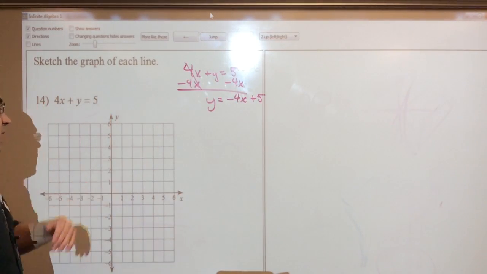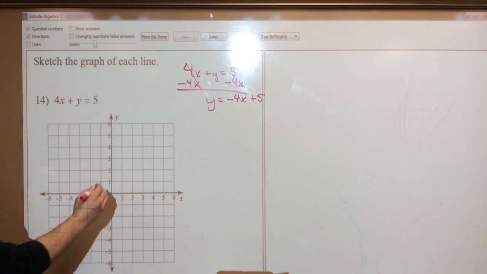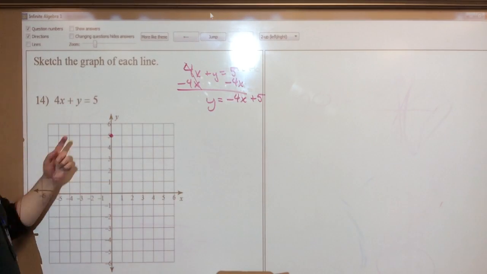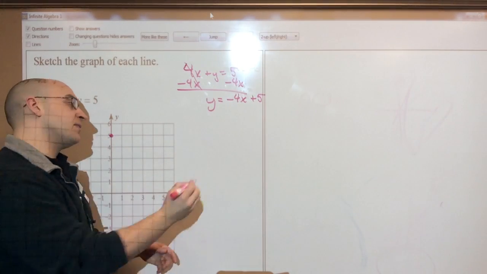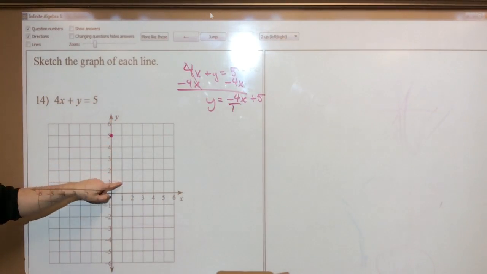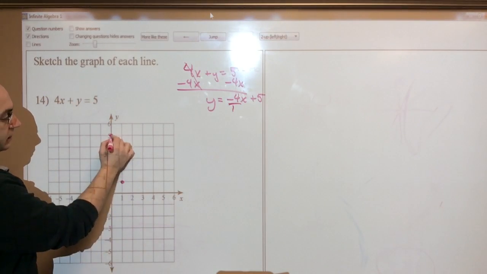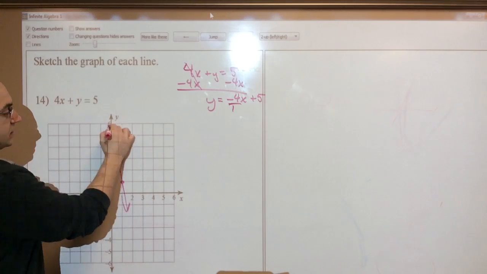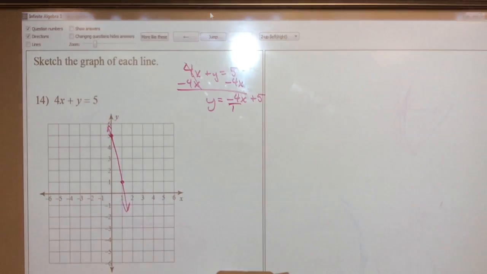All right? So that's my line. The y-intercept is 5. Now I'm not going to go off the graph because the slope is -4 over 1. Okay? So down 4, 1, 2, 3, 4 over 1. This is the line. Let's see the magic. Right? Let's make sure that this is right. Yes.